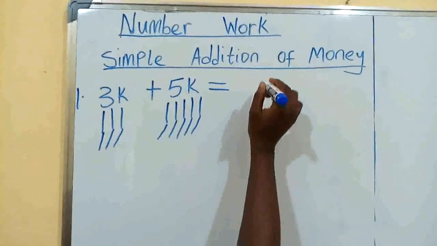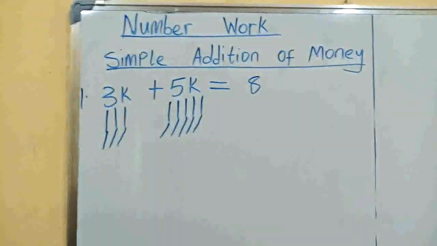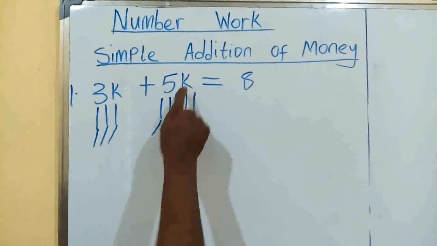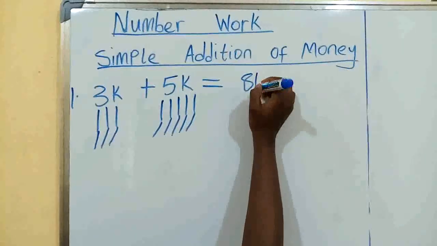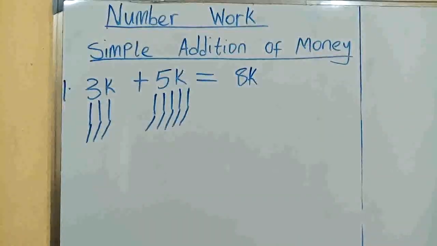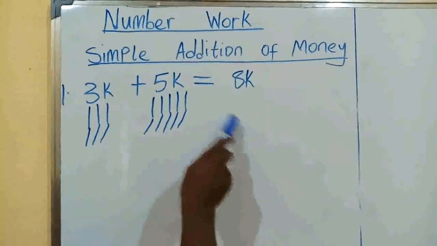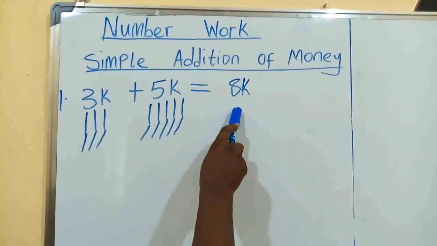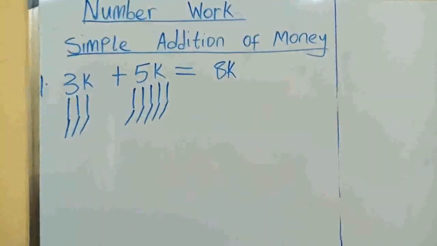So our answer is what? 8. Will we just write the 8 like that? No, we will add the kobo. So our answer is 8 kobo. So 3 kobo plus 5 kobo is equal to 8 kobo.